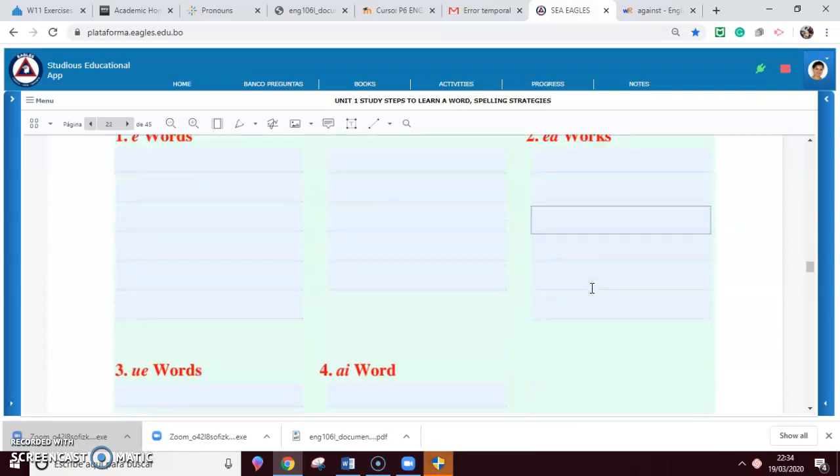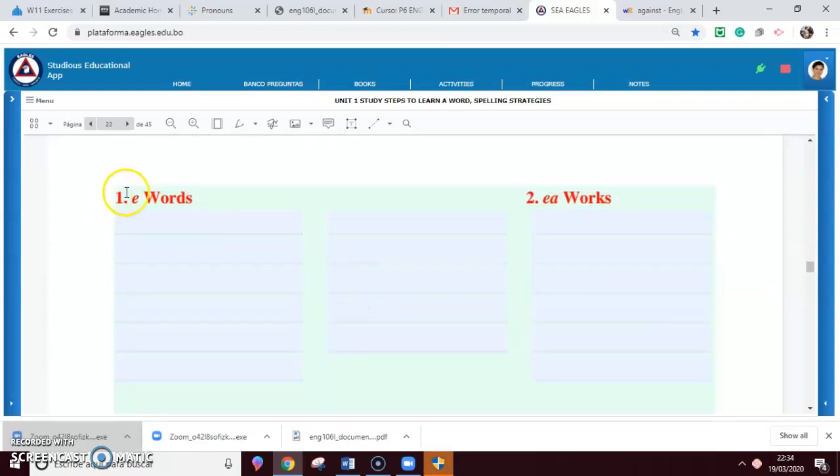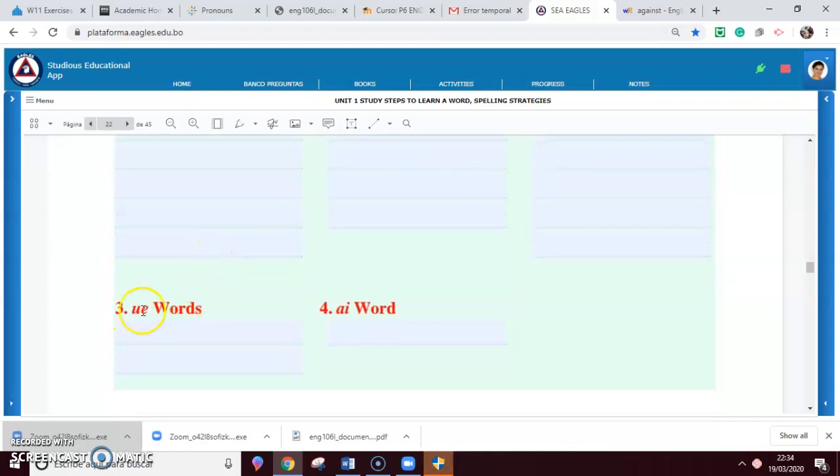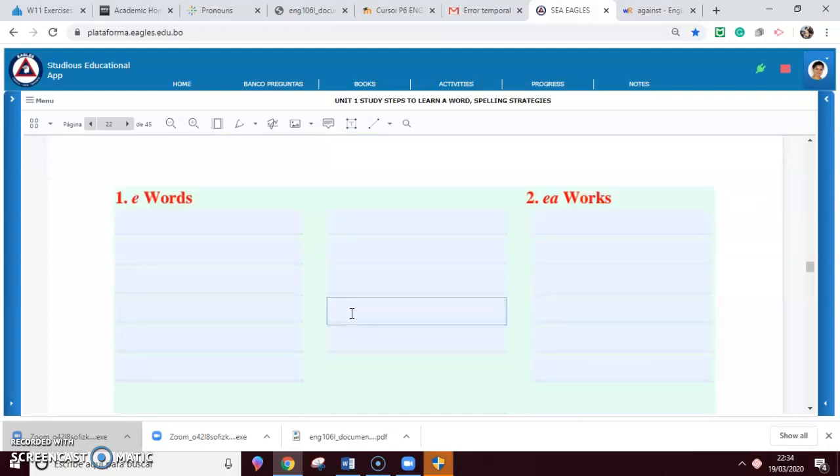For the next activity, I would like you to please write down 11 words with the E spelling patterns, 6 words with the EA spelling patterns, and 2 spelling words with the UE spelling patterns, and just 1 word with the IE spelling patterns. So pause the video, go to the Sea Eagles platform and work please on this activity.